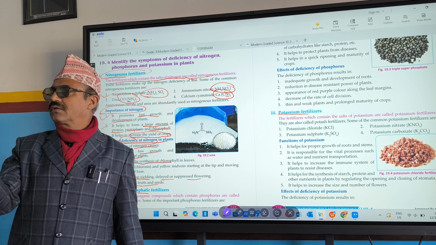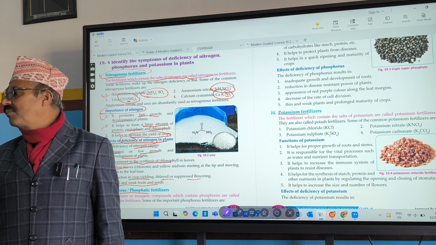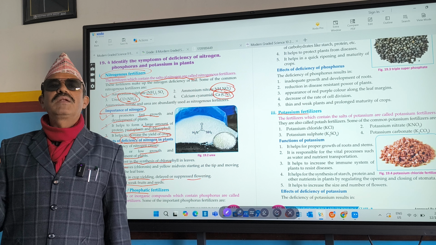Have you got 3 points or not? In that way we have to mark it. Did you mark, Babu? Don't mark everything. Main points you have to mark.